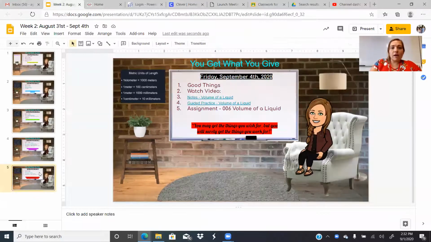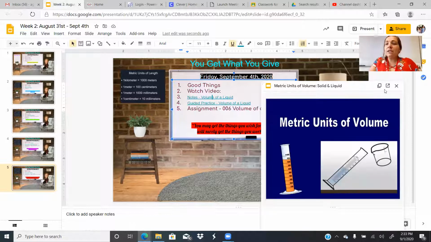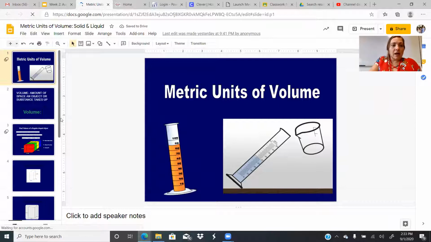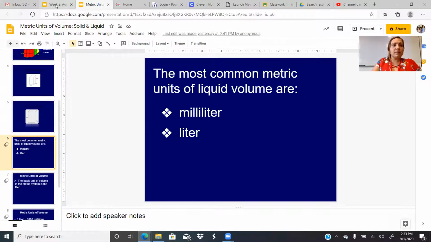Today's lesson, Friday, slide 5, we are going to be doing volume of a liquid. I'll have a YouTube link here with this video. You've already clicked it if you got it. Okay, so we're going to do these notes. Now, we did slides 1 through 5 Thursday, and so we are going to start here on slide 6.